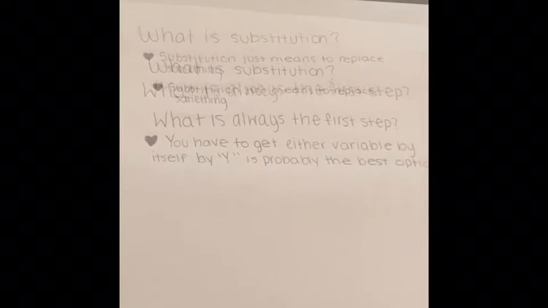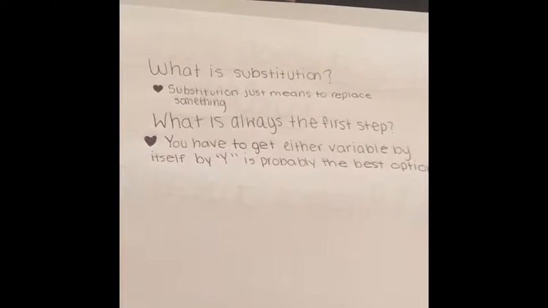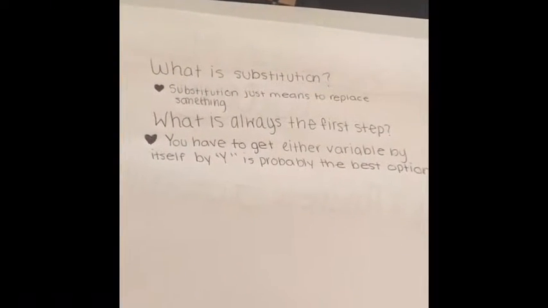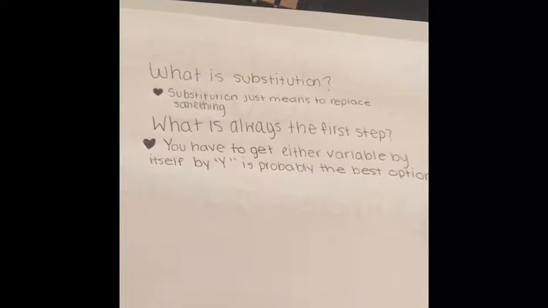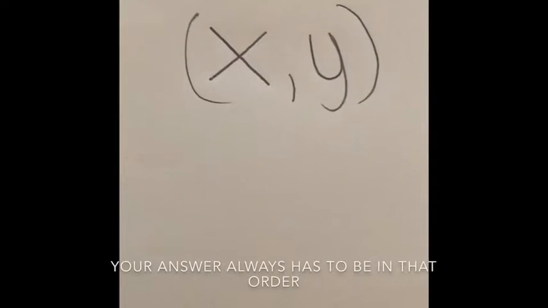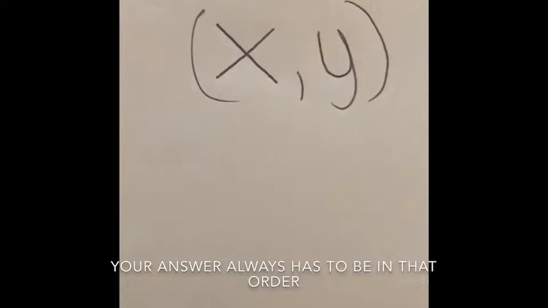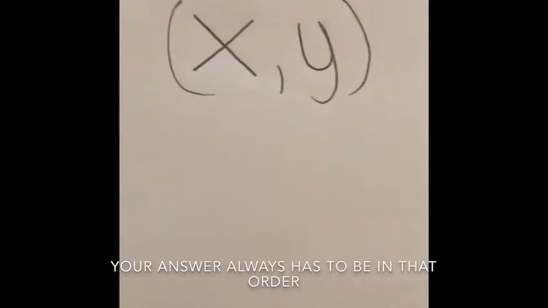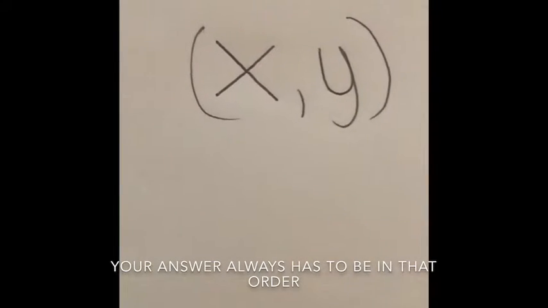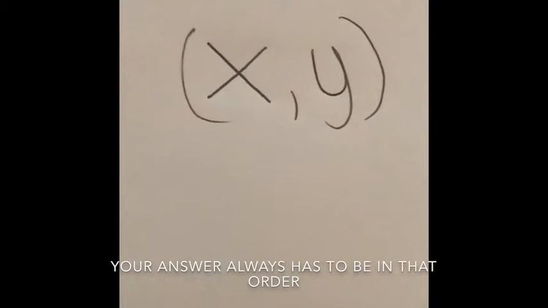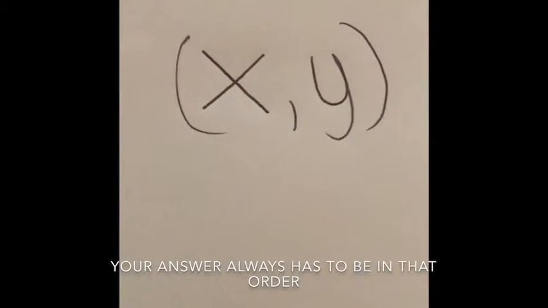What would always be the first step? The first step would always be to get either variable by itself, but y is more preferable because it is more common, so it is the best option for you. So there's usually an x and a y in each equation, and it's usually multi-step. And you would have to identify each variable by plugging one into the other. So your answer would always have to be in an ordered pair labeled x and y. Remember that two equations are always involved.